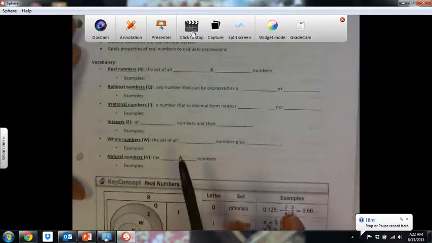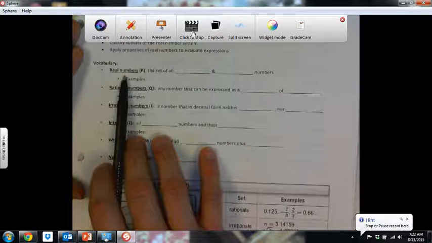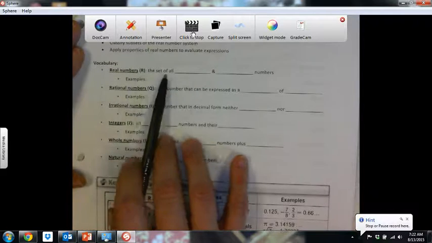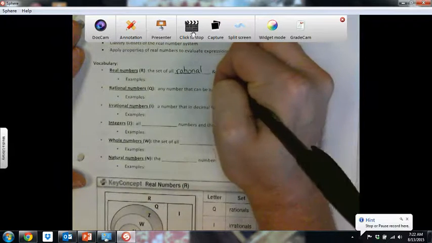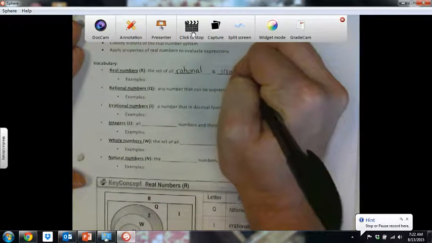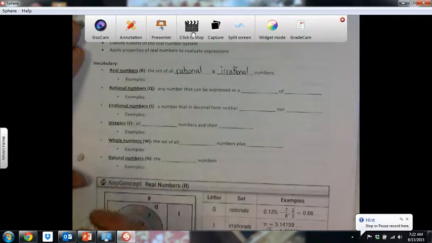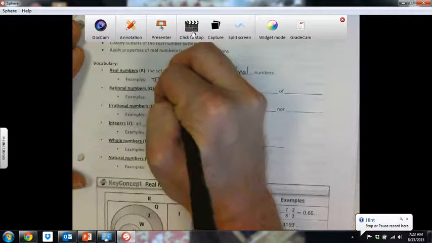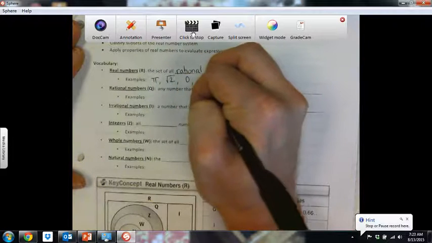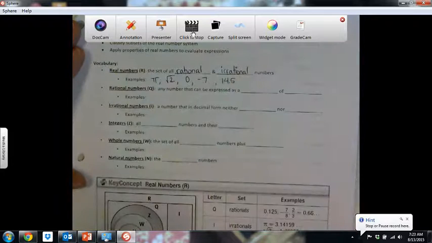And so the first type of numbers in the real number system are just what we call the real numbers. This is the largest group of numbers that we're going to be working with. This includes the set of all rational, and I'll tell you what that means in just a minute, and irrational numbers. So up to this point in your math career, the real number system includes any number that you're really familiar with. It would include pi, the square root of 2, 0, -7, 14.5, and all of these other numbers that you can really think of.